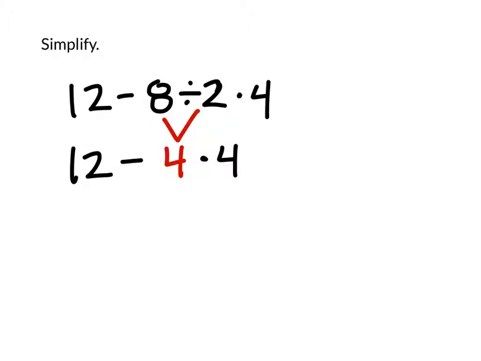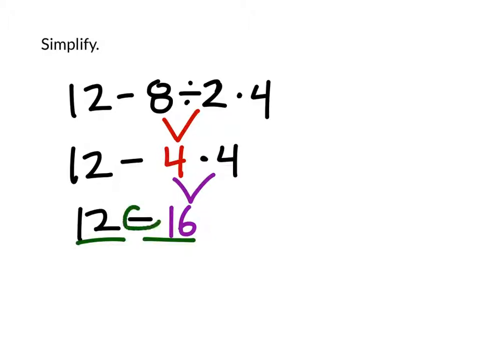Now continuing with the order of operations, we took care of the division, now we've got that multiplication from left to right. And that would be 4 times 4, which is 16. So now the new expression is 12 minus 16. If you had $12 and you spent, because that's the minus, $16, you would have gone into debt by $4. And that right there would be the final answer, negative 4.